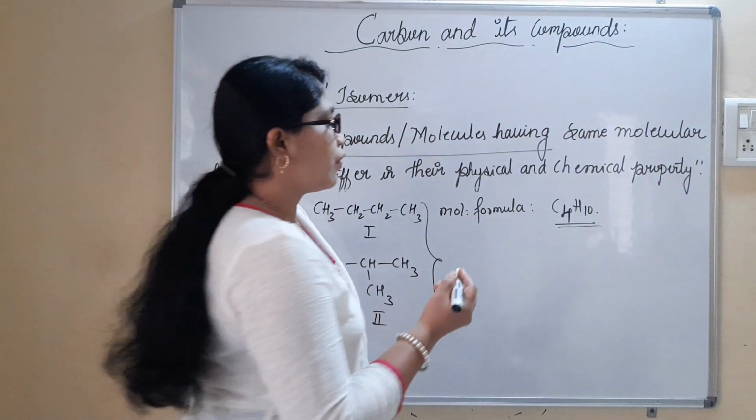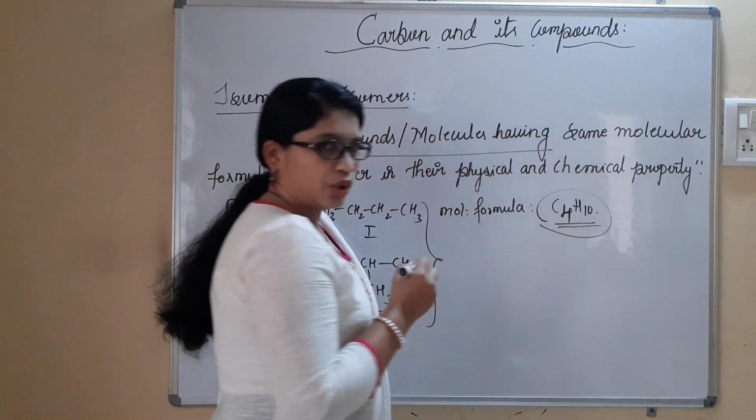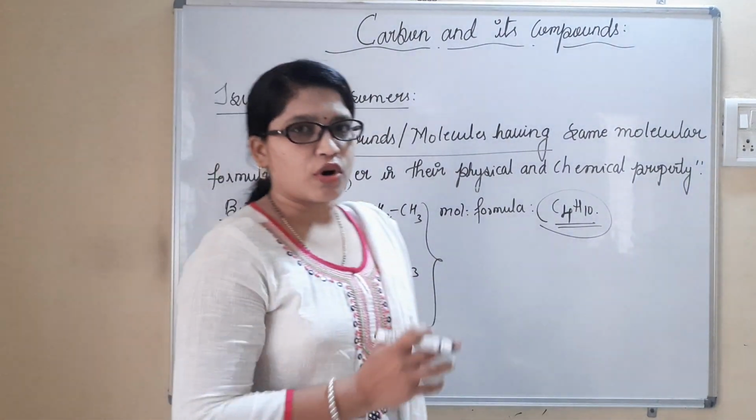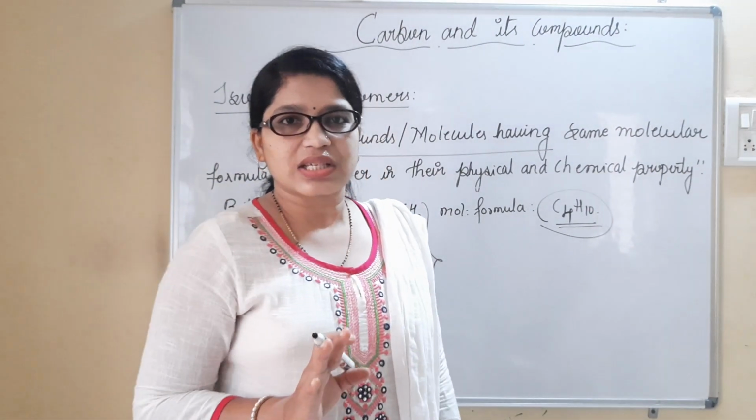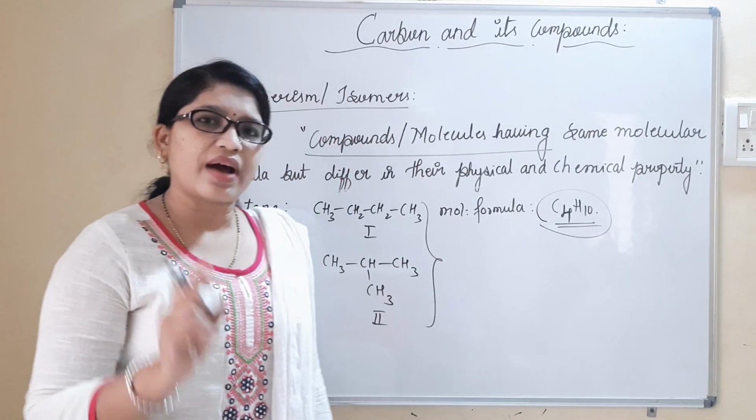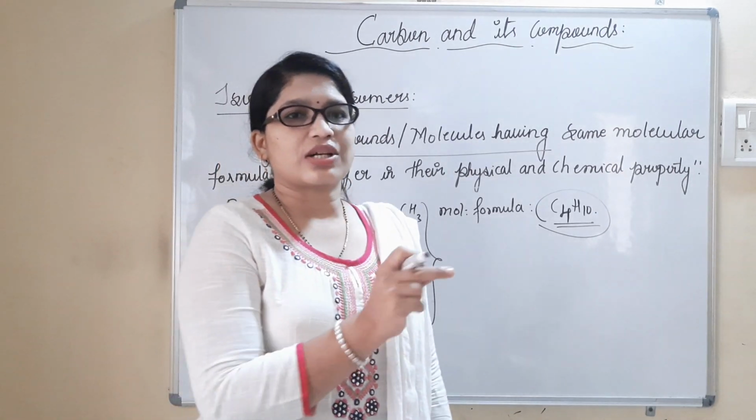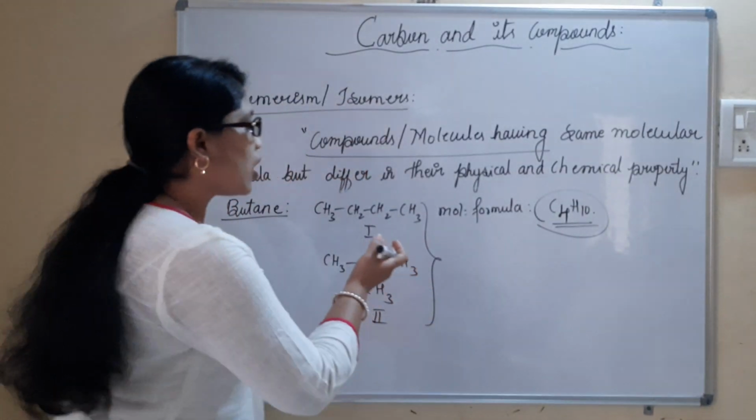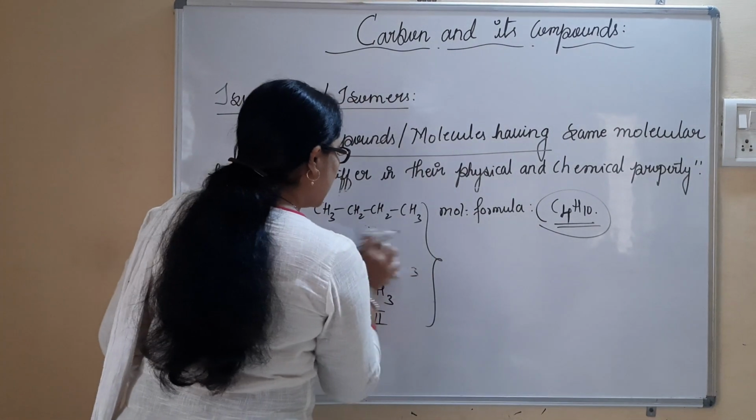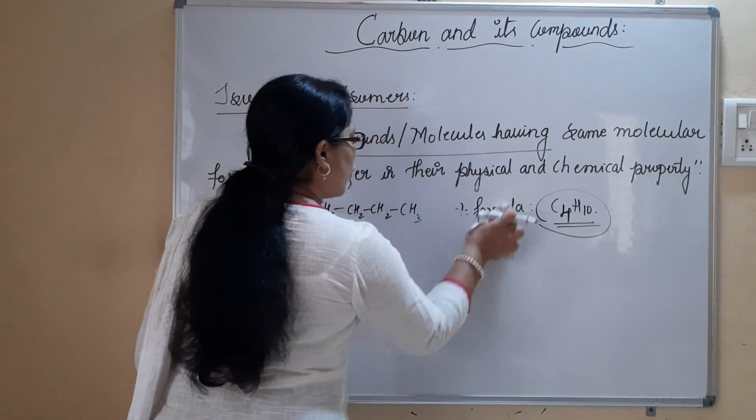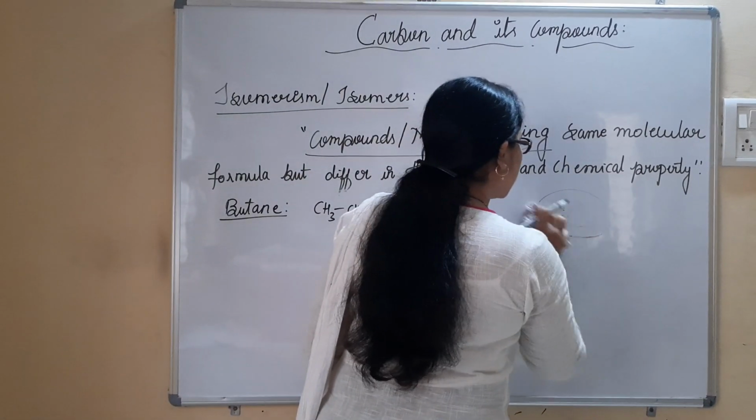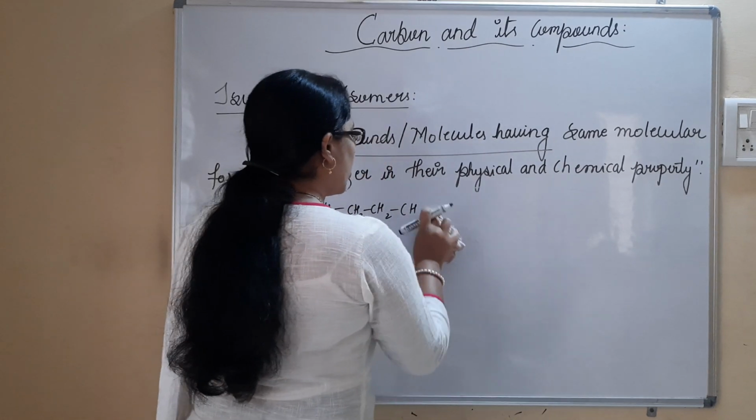So whenever the formula is given to you, you are supposed to write possible structures for that formula. It is not that only one structure is written and it is correct. No. Whenever isomers are asked, you have to write all the possible structures for that formula. This is how I have taken the example of butane. Similarly, you would consider a formula for pentane also. So when you consider the formula for pentane, what would it be?